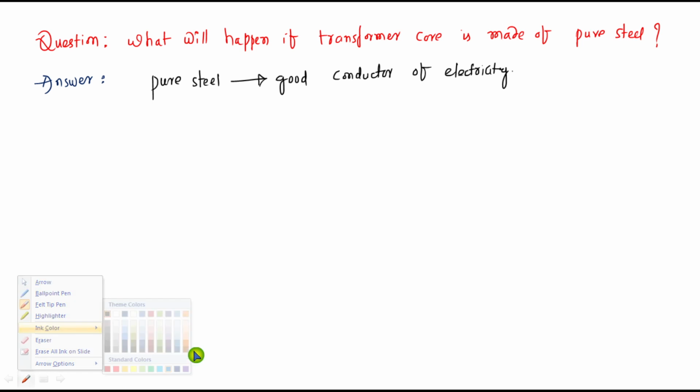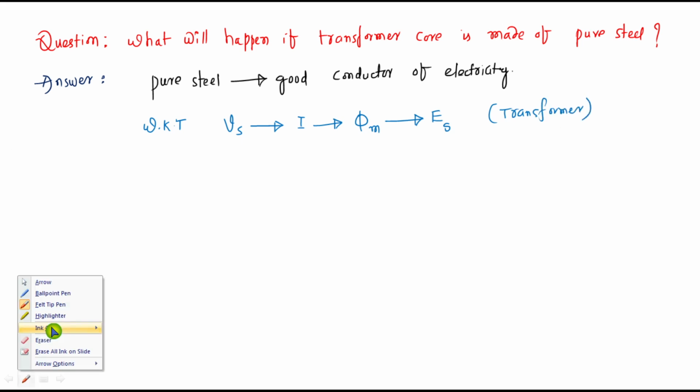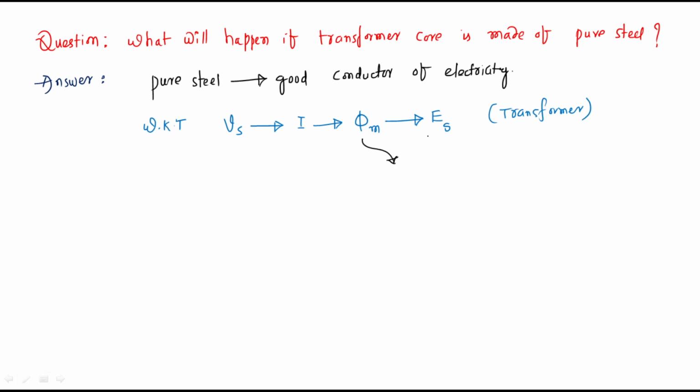Before that, we know that supply voltage is responsible to get current. This current is responsible to get flux. This flux is responsible to get statically induced EMF in the transformer, right? And one more important point here is this flux and this EMF are both alternating in nature.